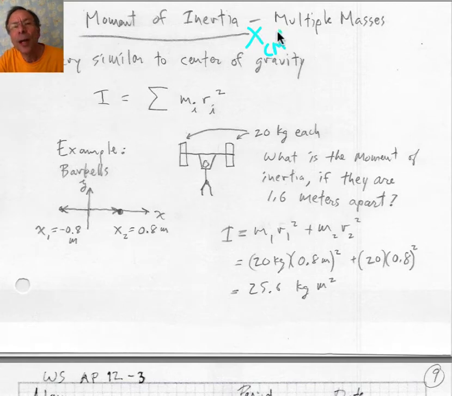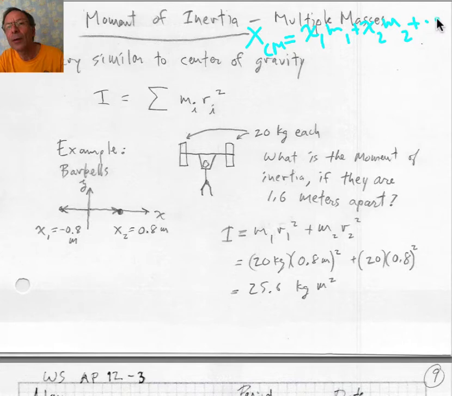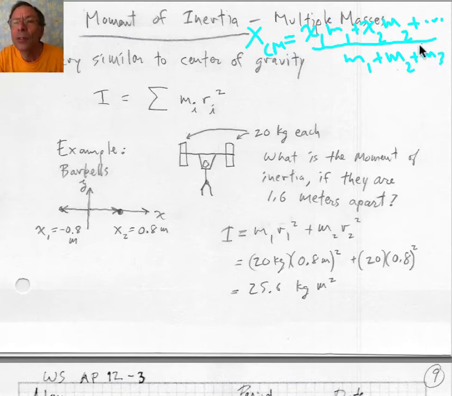So the x location of the center of mass, let's say you have more than one mass. Let's say you have 2 or 3 or 4. So it would be x1 times mass 1 plus x2 times mass 2 plus, and this could keep going. And you're going to need a denominator here. It's going to be mass 1 plus mass 2 plus mass 3, and so on, plus dot, dot, dot.